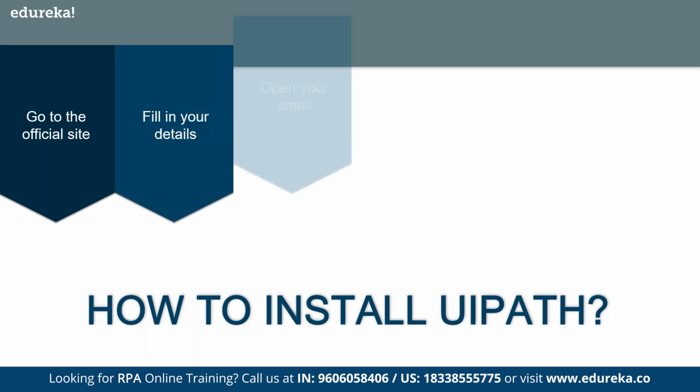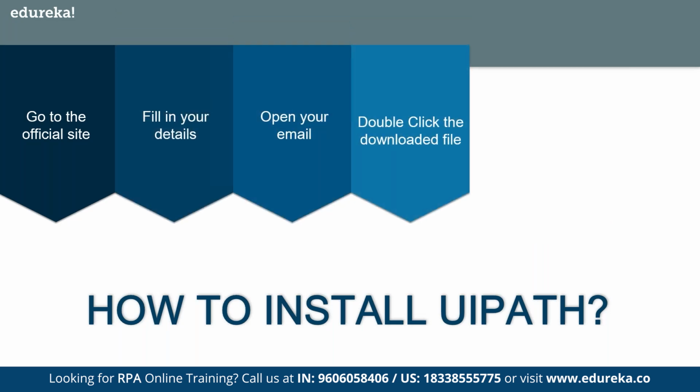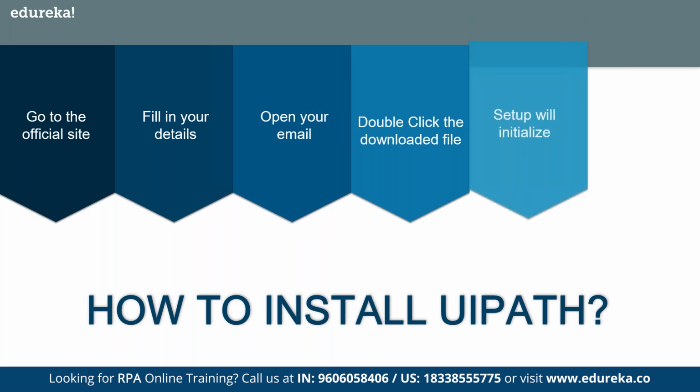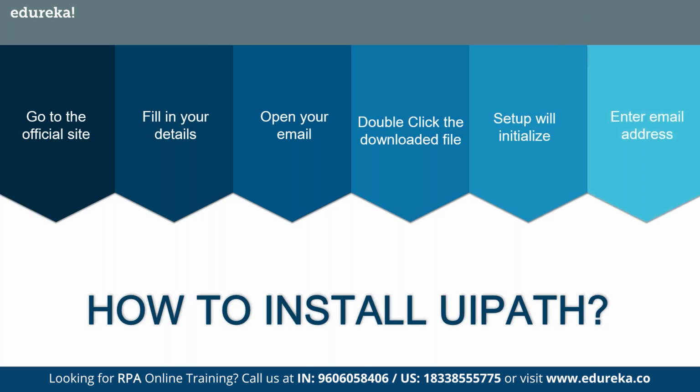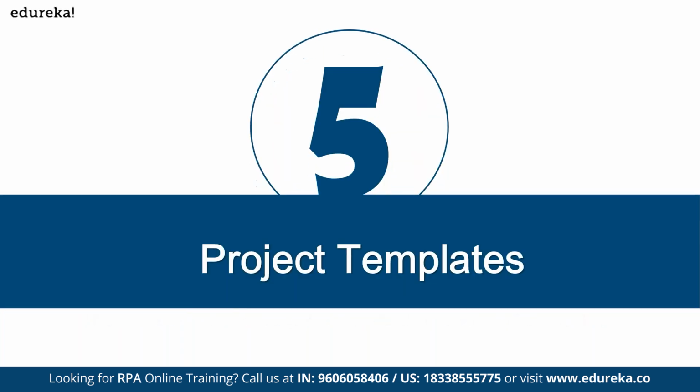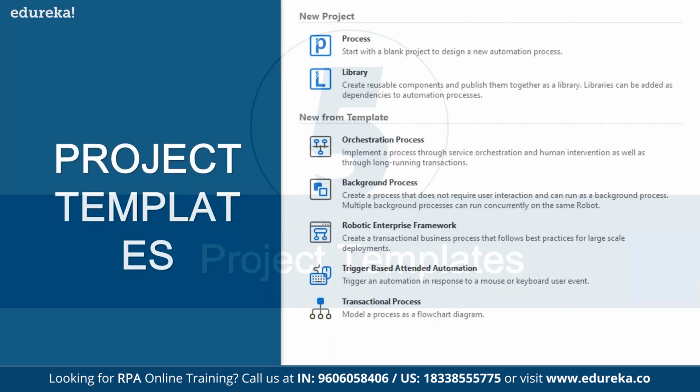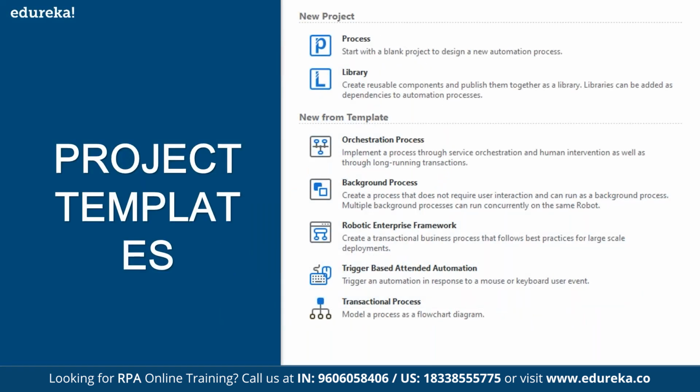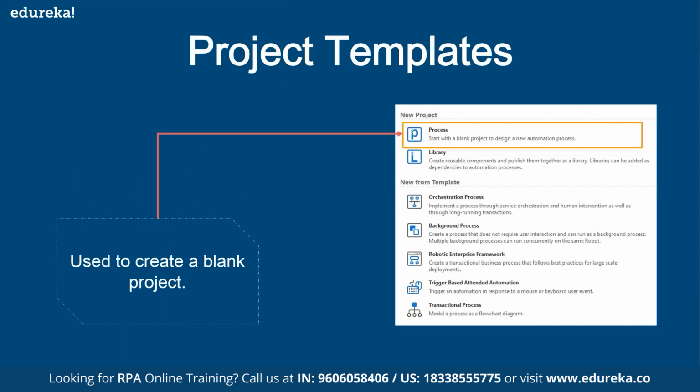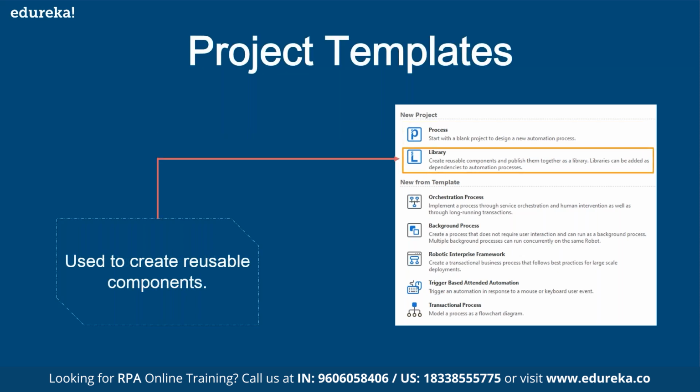Right, so we have looked into how to install UiPath. That is, go to the official site, fill in your details, open your email, download the link. Okay, double click on the downloaded file, that we have looked into. Setup will initialize, enter email address. That's it. Okay, and these are the different project templates that we have just seen in that particular user interface. We have process, library, all those things. So process is used to create a blank project, whereas library is used to create reusable components.